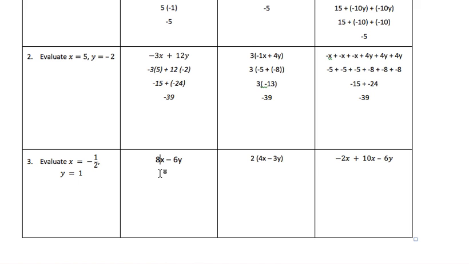Finally, we'll need to substitute, and our substitution numbers are not super easy either. We're doing 8 times negative 1/2, which is what they've asked us to make x equal, minus 6 times 1, which is 6, so we can leave that. 8 times negative 1/2 is negative 4, minus 6, which is negative 10.